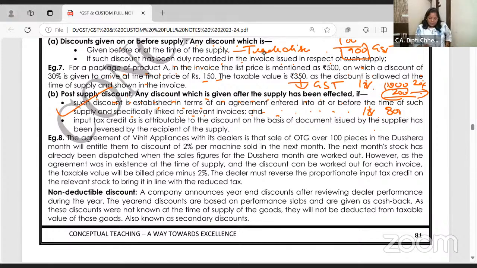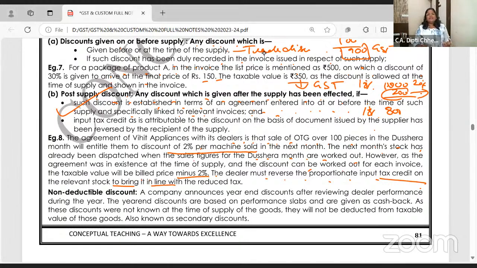An agreement of Vihit Appliances with its dealers is that the sale of OTG over 100 pieces in Dashera will entitle the dealer to a 2% discount. Stock has already been dispatched when the sale figures for Dashera are worked out. However, as per agreement, it was decided at the time of supply and the discount can be worked out. The taxable value will be billed minus 2%. So the dealer must reverse the proportionate ITC.